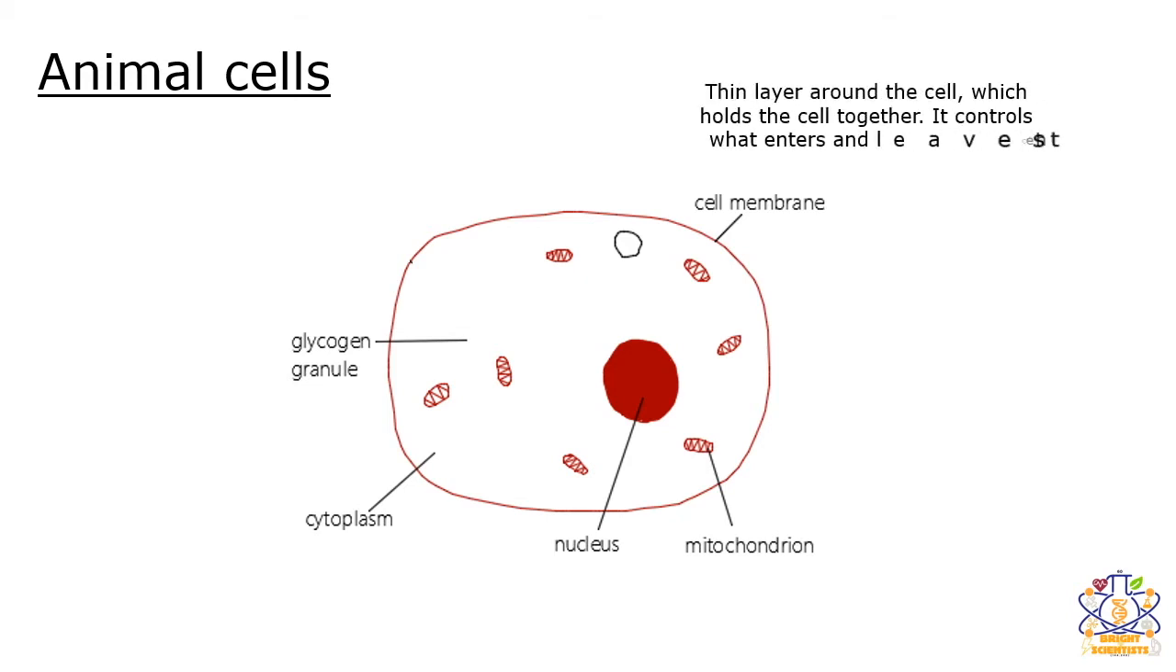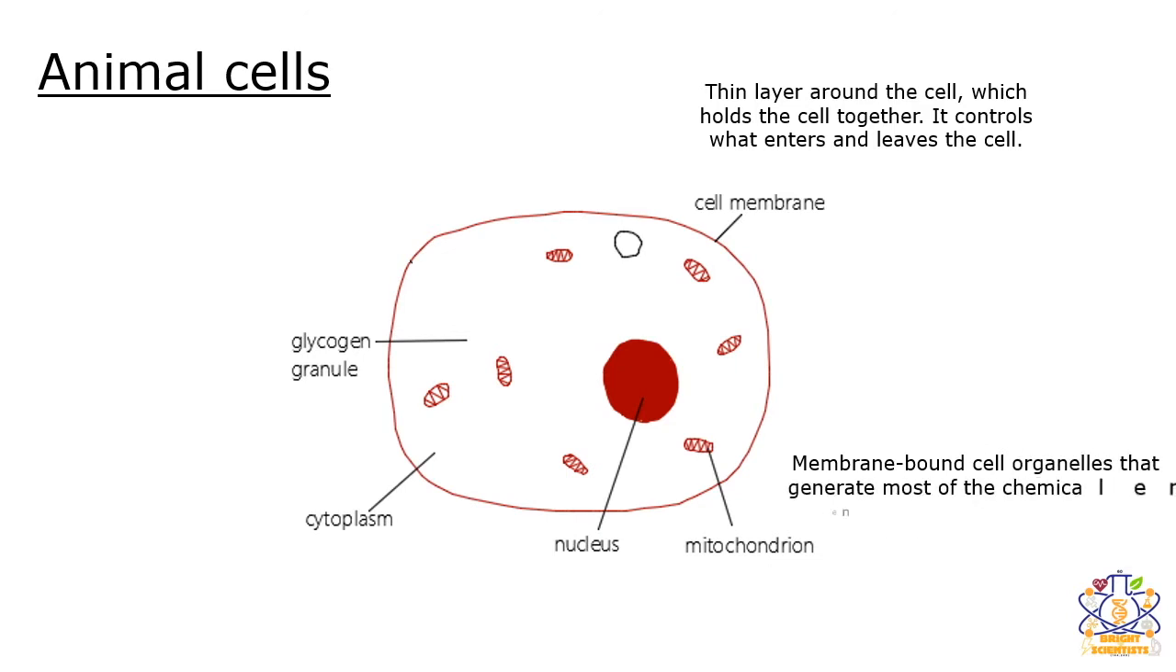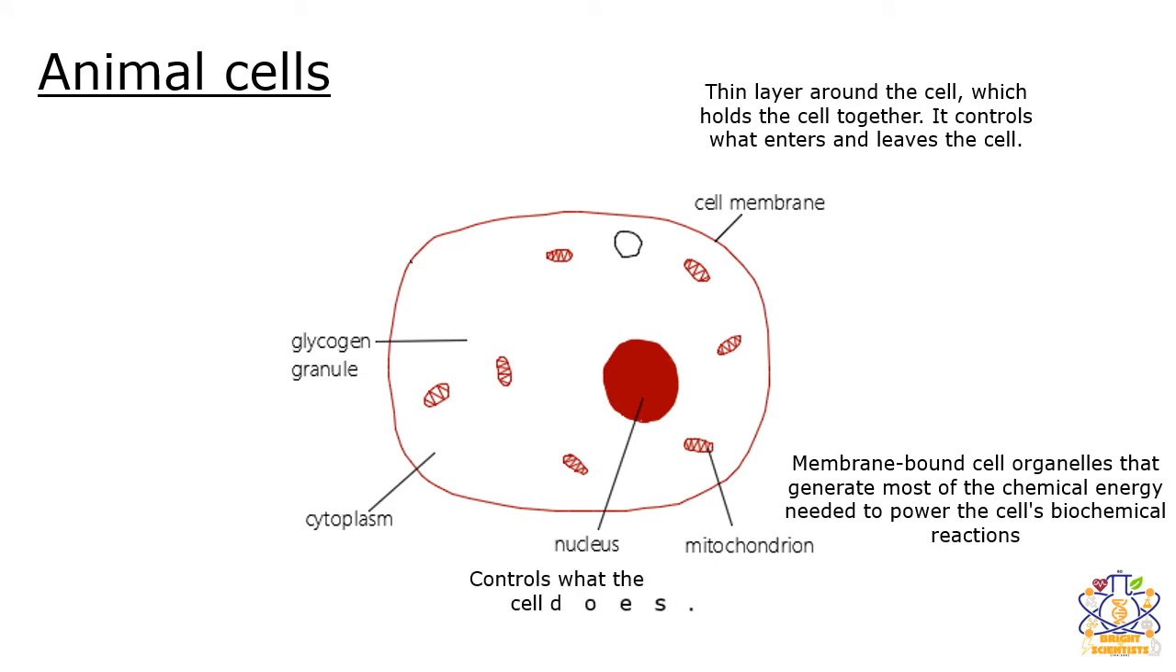Animal cells have important structures. They have a cell membrane, which helps to control what enters and leaves the cell. They have mitochondria, which act as the powerhouse of the cell. These are membrane-bound organelles as they are encased in a capsule, which generate most of the chemical energy needed to power the cell's reactions. The nucleus controls what the cell does and contains the cell's DNA.